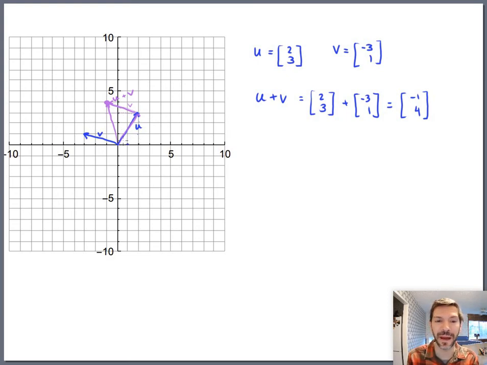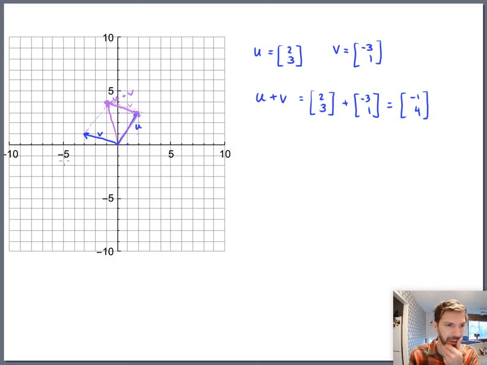When you graphically add vectors, it's always going tip of one to tail of the next one. Or some other people want to say that if you plot u and v and then finish the box, make a parallelogram out of u and v, the other corner is the addition of u and v.